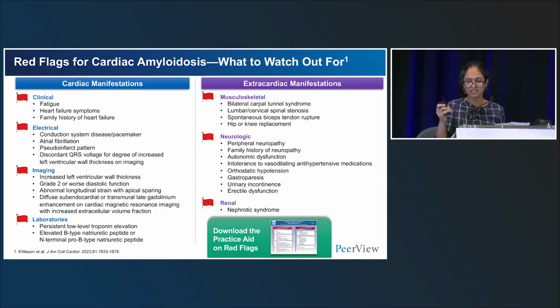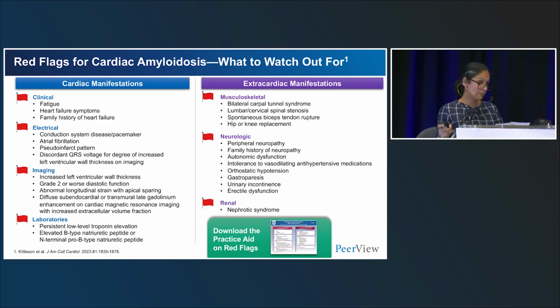Think about that LV wall thickness that doesn't quite fit your clinical picture. Think about this persistent low-level troponin elevation. How many patients who ultimately have cardiac amyloidosis got an angiogram that showed nothing because their troponin was high, because the amyloid is infiltrating their heart, that BNP is elevated? And think about these extra-cardiac manifestations where you have seemingly disparate findings that lead to a satisfying, unifying diagnosis.